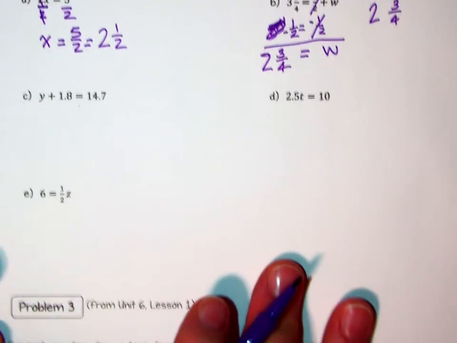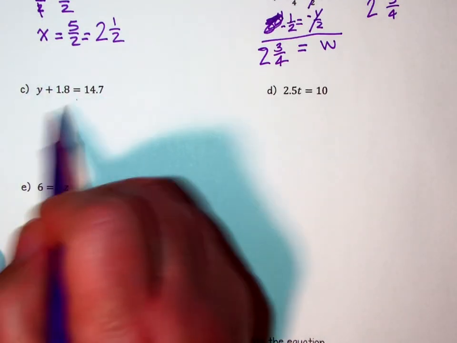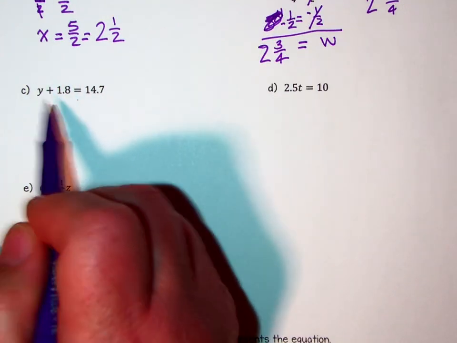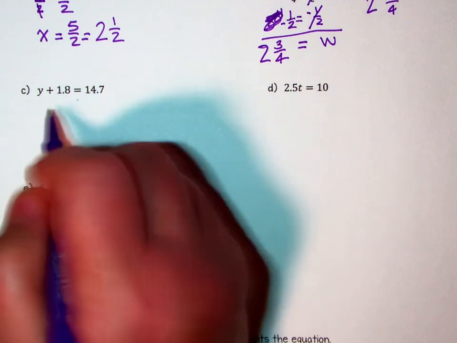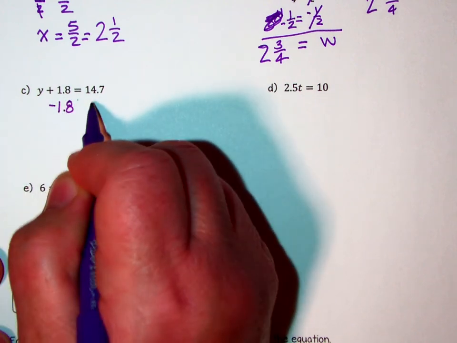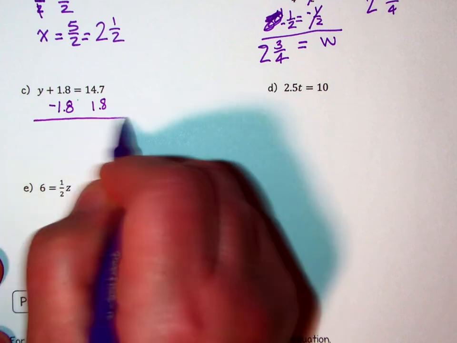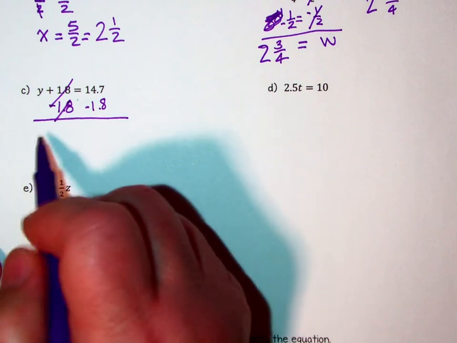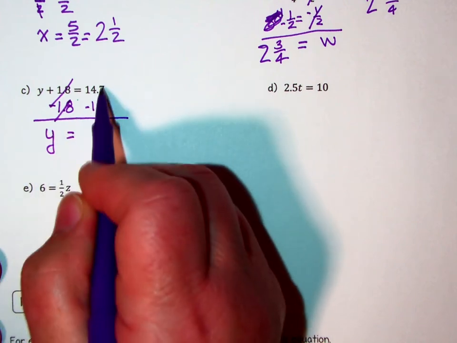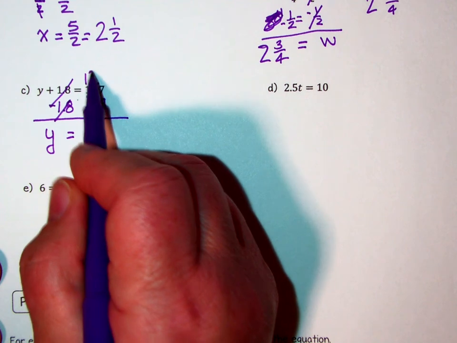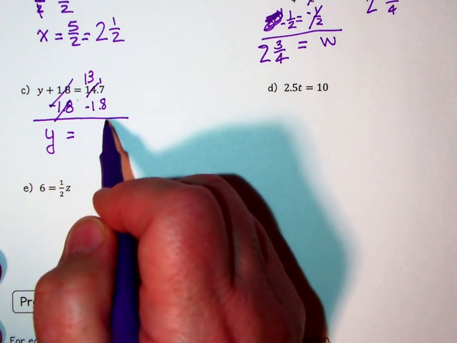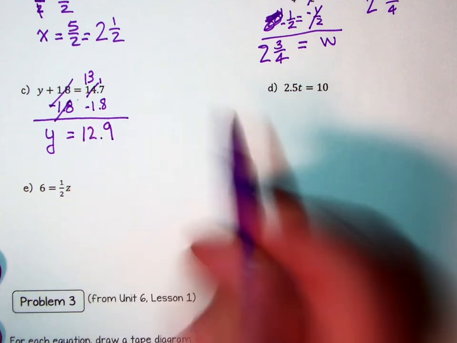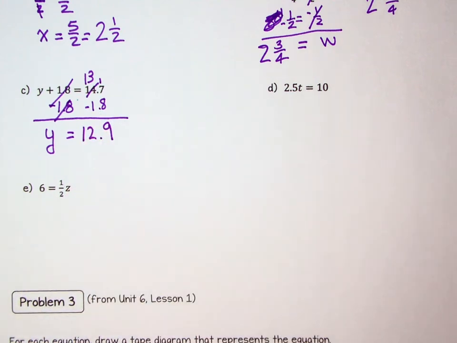All right, C. Y plus 1.8 is equal to 14.7. So the Y, I've already just got one of them, right? So I need to get rid of this 1.8 on the left. So I'm going to subtract 1.8. And I must also do that on the right side of the equal sign. So 14.7 minus 1.8 is Y. 7 minus 8, I gotta do some borrowing. 17 minus 8 is 9, and 13 minus 1 is 12. So my solution is Y is equal to 12 and 9/10 or 12.9.